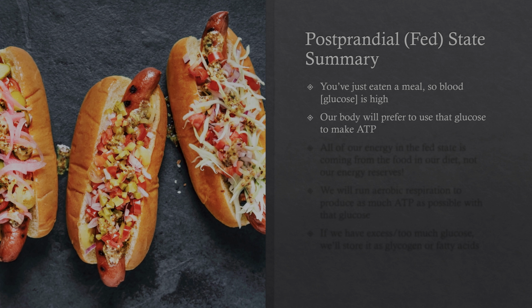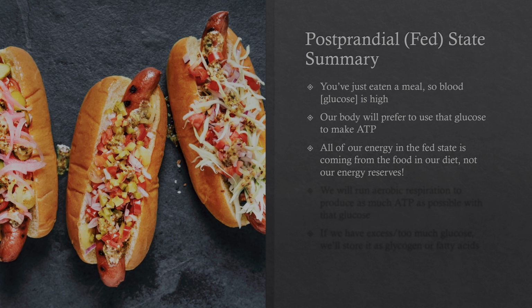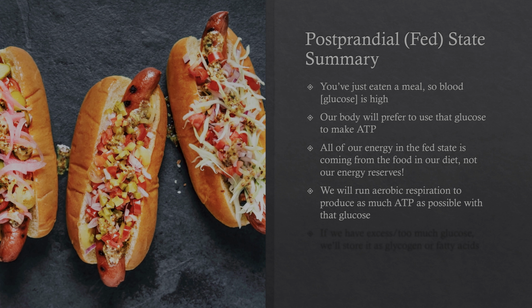So our body is going to prefer to use all of that glucose that we just received from that meal in order to start making ATP. We always need ATP. That ATP has to come from somewhere. Now that we've eaten a meal, that glucose from that meal is going to be what is turned into that ATP. So in other words, all of the energy that we're making in the fed state is coming from the food in our diet, not our energy reserves. All of the ATP that we're making through aerobic respiration in the fed state is coming from hot dog glucose, in other words. So we're going to be running aerobic respiration to produce as much ATP as possible with all of that glucose. And then if we do have excess or too much glucose, then we're going to be storing the rest as glycogen or fatty acids.